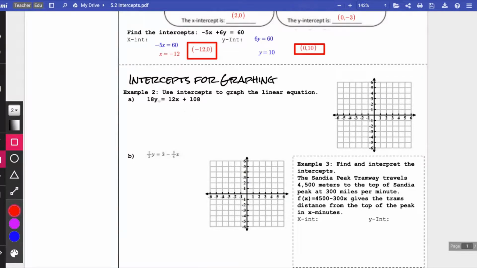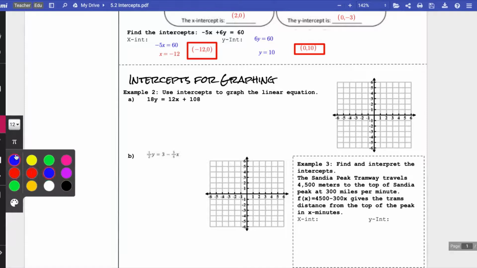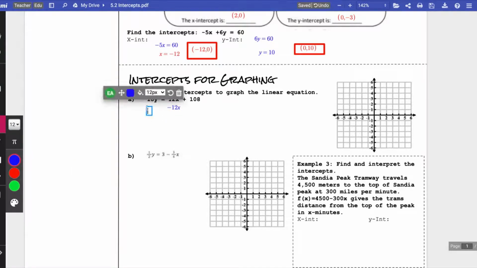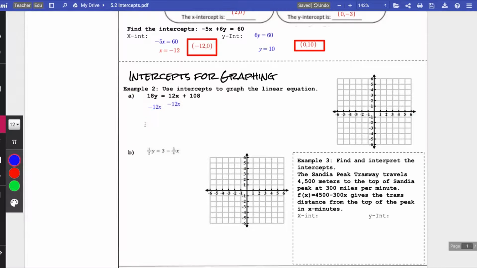So in this equation, I have 18y equals 12x plus 108. Remember, in order to have it in intercept form, it needs to be ax plus by equals a number. So I have the y over here, so I'm going to move that x over. To move it, I just do the opposite. I'm going to subtract 12x from both sides. And when I subtract, I'm going to have negative 12x plus 18y equals 108. And this is the equation that I can find the intercepts for.